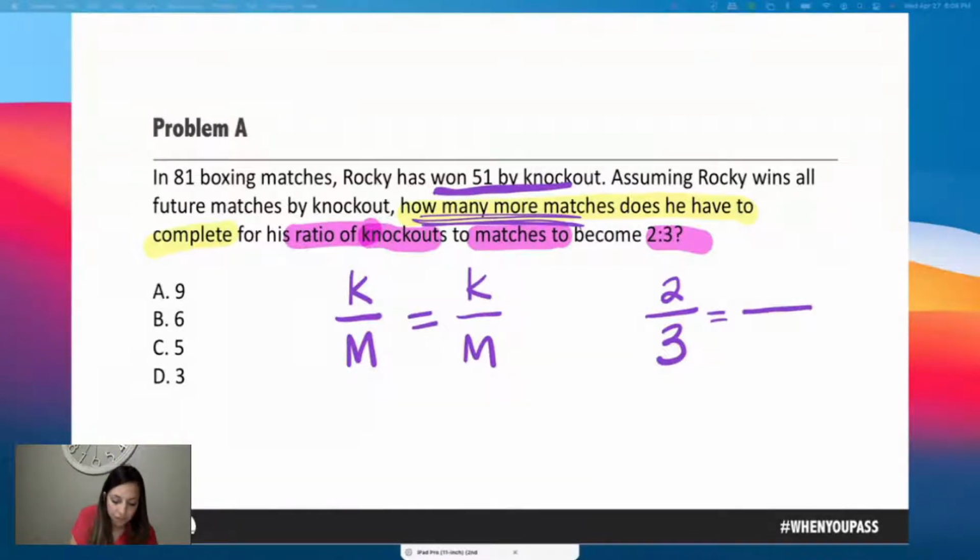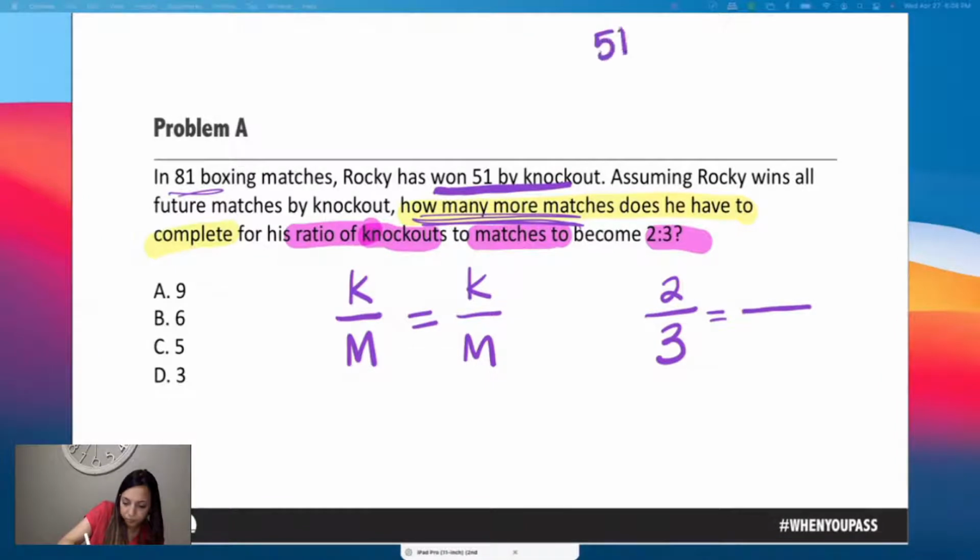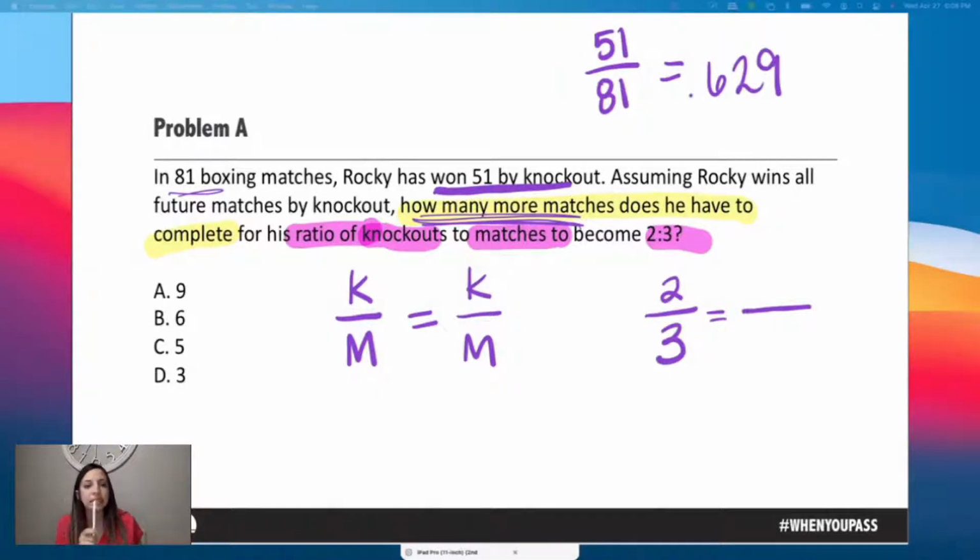If he's won 51 out of 81, that's his current ratio. If we divide that using our calculator, just to see, 51 divided by 81 equals 0.629. And he needs to complete more matches to have that 2-3 ratio.